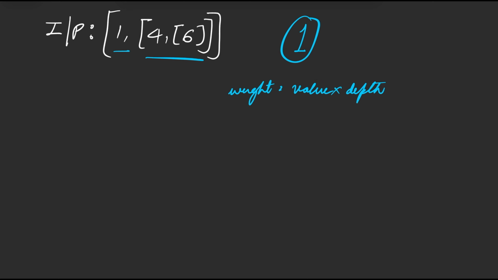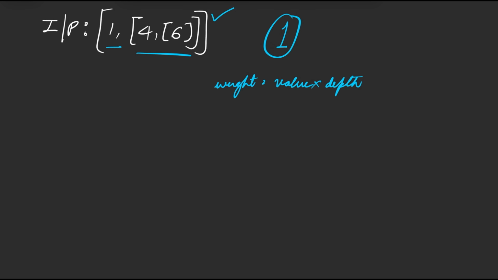Let's go through the input example to make it clear. In the input list, the first element is integer 1 and the initial depth is 1. So the weight of 1 is its value into the depth 1. The second element is actually a list. So every time we go one level deeper into a nested list, the depth increases by 1. The depth inside this list is 2. The first element inside this list is integer 4. So its weight will be its value into the depth 2.